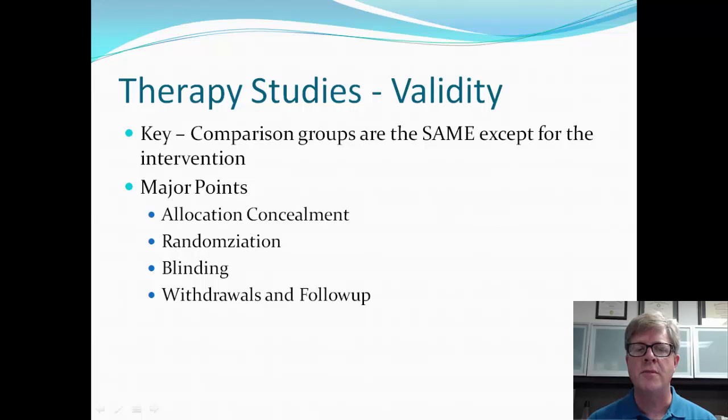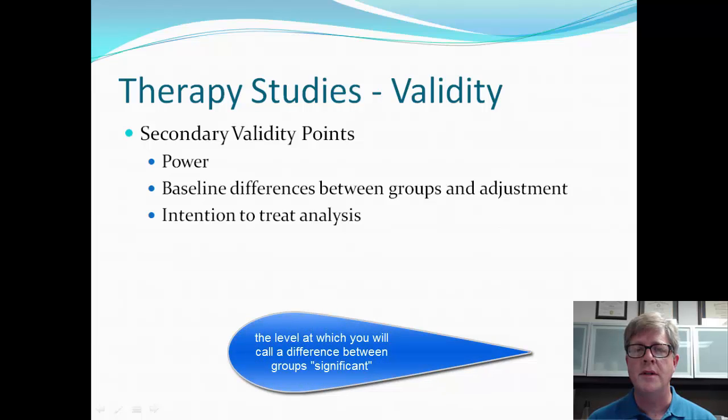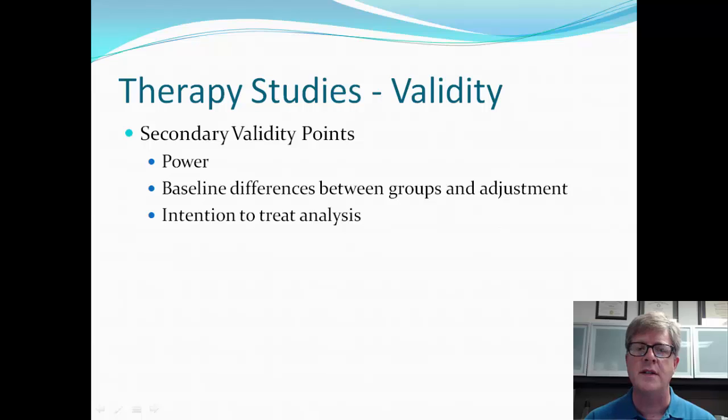So those are the four major points: allocation concealment, randomization, blinding, and withdrawals and follow-up. The secondary validity points, these are still important. Power is one. So every study should have a power analysis, and what that does for the study is it's a calculation depending on the level of significance you want to be able to see in a study. We usually say that we want significance at the 0.05 level. In other words, we're going to call something significant if the statistical test done on it has a p-value of less than 0.05. We call that statistically significant difference. So you actually set that in the power analysis.